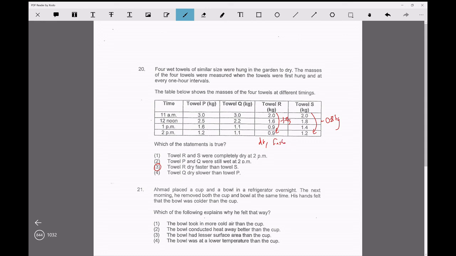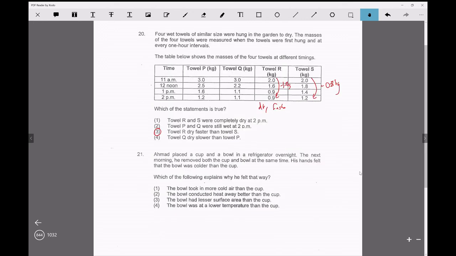Sorry, not the temperature, the weight, okay, the mass drops more. It dropped 1.1 as compared to this one only dropped 0.8. So the reason why the mass drops more is because more water is evaporated. Okay, so that's why they say R dries faster than S. That means evaporation for R is faster than S. So it's number 3.